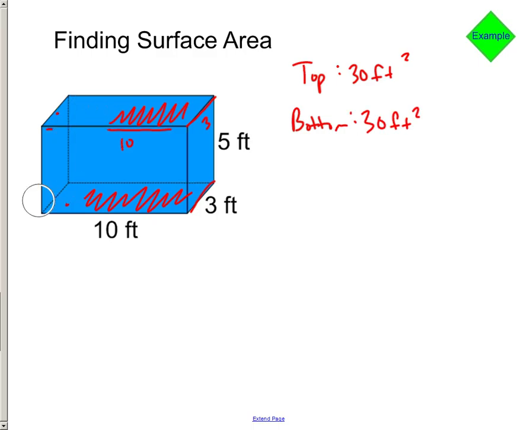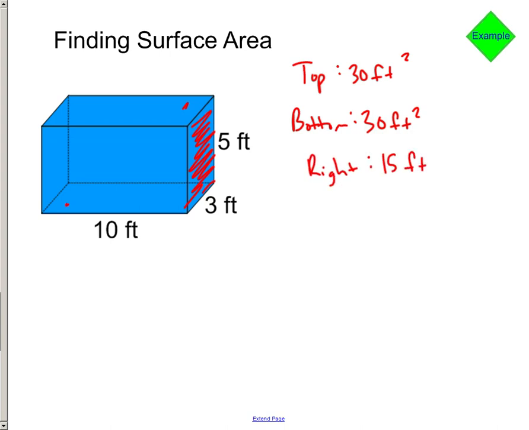Let's erase that, and let's do the left and right. Here's the right one, 5 times 3 is 15 feet squared. The left one will be exactly the same because it's 5 feet by 3 feet. They mirror each other. So there's the left one. And now we just need to go through and find the front and back face. So here's the front face right here.